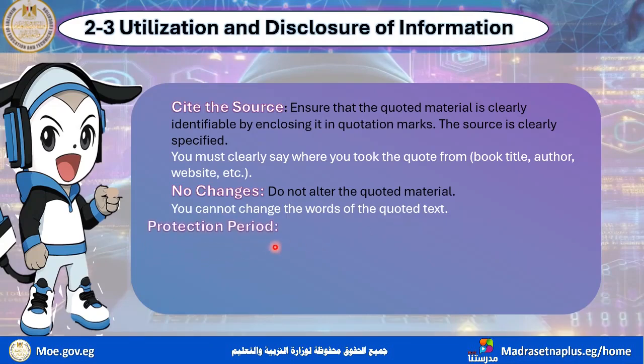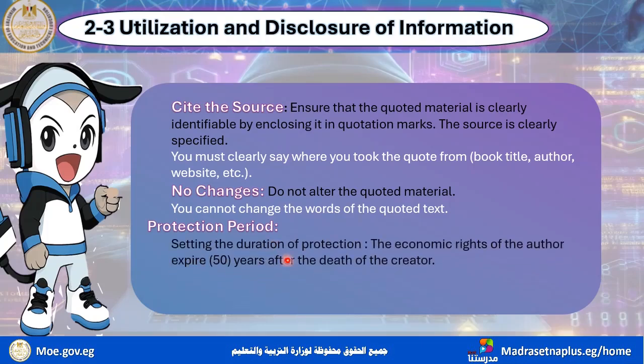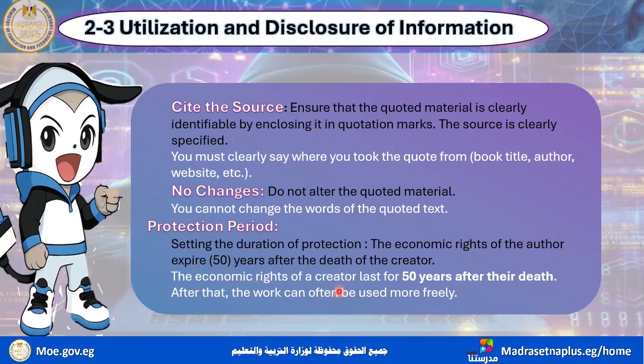And we have the protection period. So, setting the duration of protection: the economic rights of the author expire 50 years after the death of the creator. So I can't take anything for free except after the death of the writer and the passing of 50 years after his death. Then I can take it for free and do whatever I want with it, of course after I cite the source, and I can use it in my work, in my books, whatever I do, and they can't charge me for it. The economic rights of a creator last for 50 years after their death. After that, the work can often be used more freely.